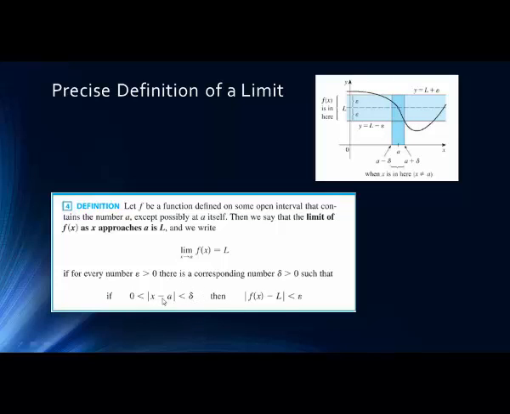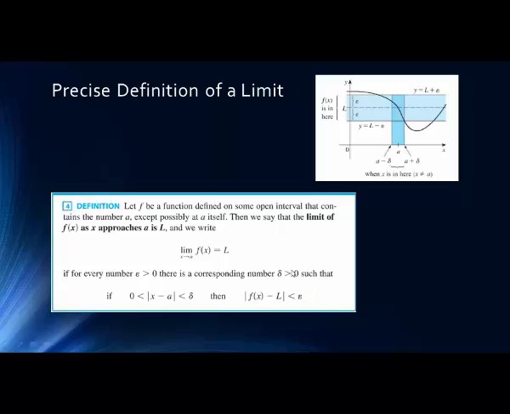Now notice with the definition, you can tell what these variables are connected to. Delta, this lower delta, is an x value. And this little Greek epsilon is a y value. You see it here, f of x, so this is a y value. Those are important to remember.